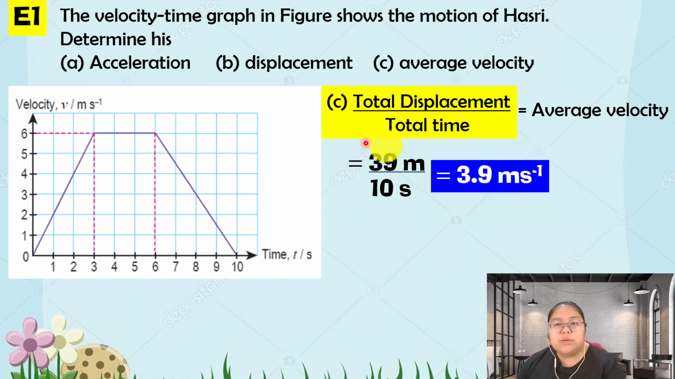The last one is the average velocity. For average velocity, just now we got the displacement as 39. So we straightforwardly take 39 over 10. The answer is 3.9 ms negative 1. This one is the average velocity.